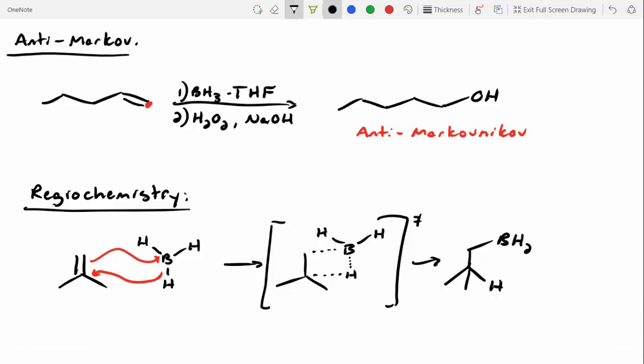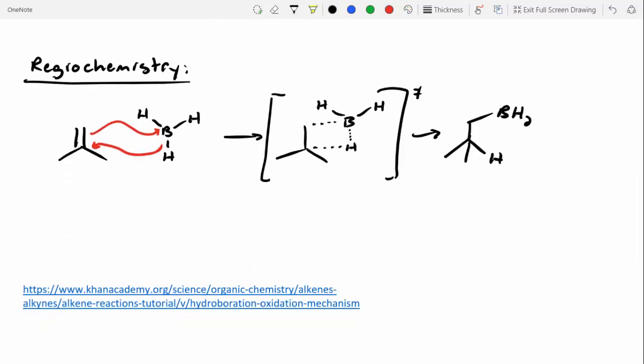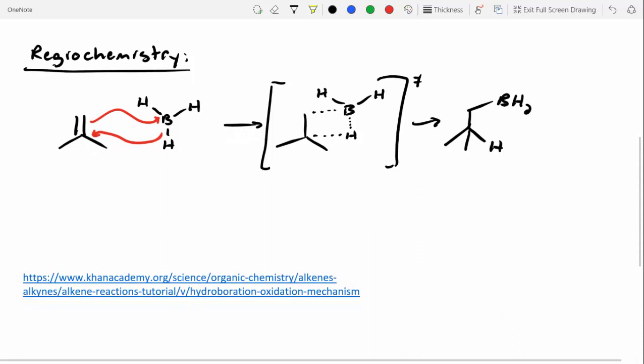I have good news for you guys though. The rest of this mechanism is super tedious and long, and I'm not going to require that you guys know it. I just want you to know the regiochemistry. If you are interested in watching the full mechanism video, I've got a link to the Khan Academy here where they go through step by step, but it's one of the steppiest mechanisms you'll see in organic chemistry series, and honestly I don't think it's worth our time.